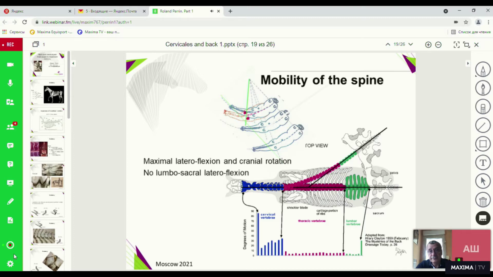So when the rider is doing a circle and wants to flex the horse, in fact, he flexes the horse at the level of the shoulder and not at the level of the saddle. This is very important to understand.